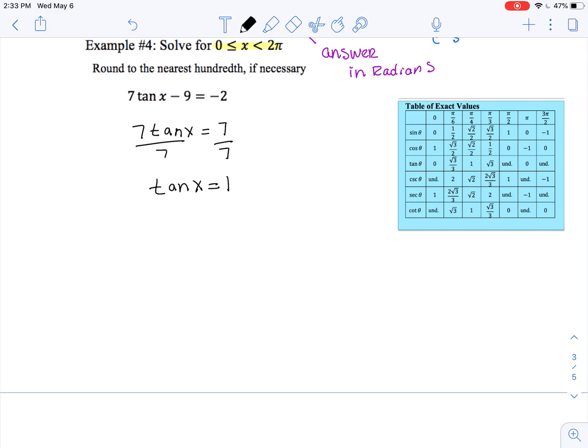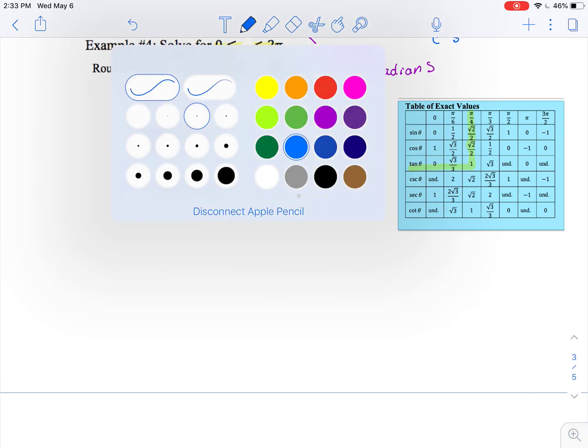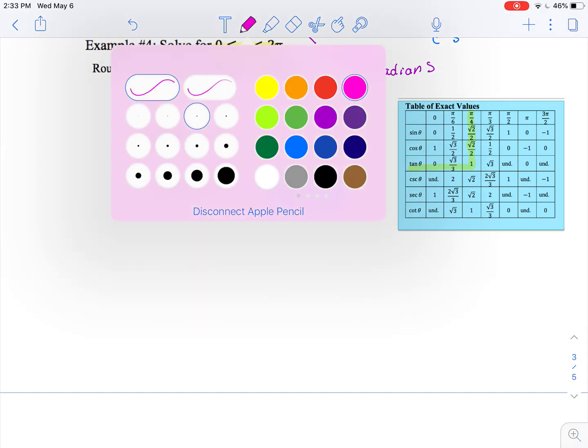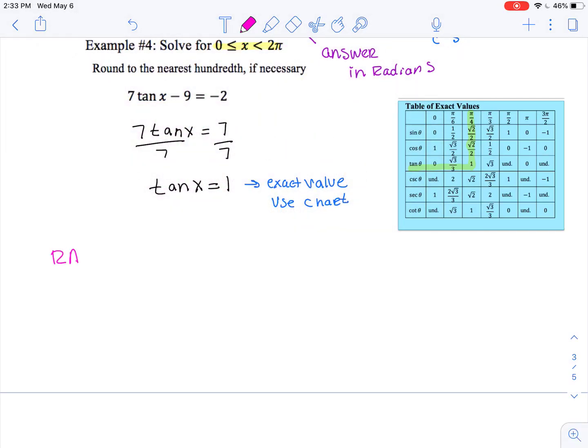I'm going to check over on my chart and see if this is an exact value. Tan does equal 1 in a first quadrant angle of pi over 4. So that means my reference angle is going to be pi over 4. So this is an exact value. I'm using the chart to find my reference angle, so my reference angle here is going to be pi over 4.